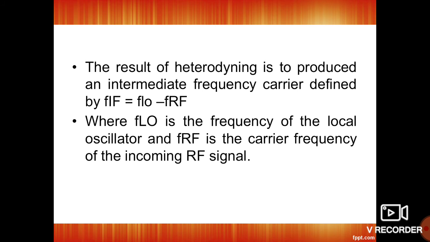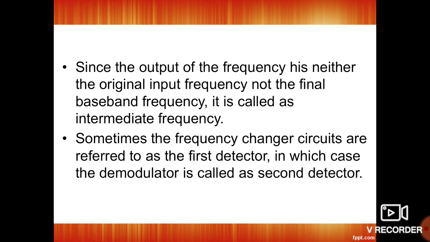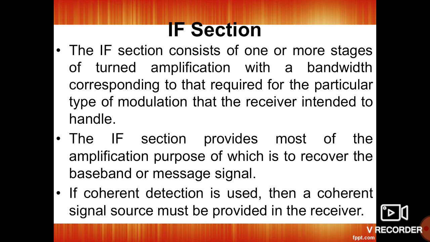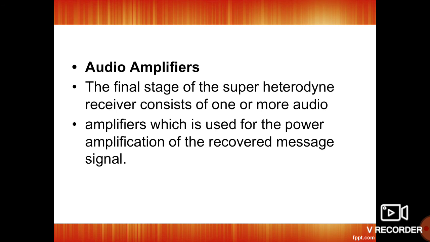So, the final result is that we get the intermediate frequency as the local oscillator frequency minus our signal frequency, that is the RF frequency. So, intermediate frequency is the difference between the local oscillator frequency and the signal frequency. Since the output frequency is neither the original input frequency nor the final baseband frequency, it is called intermediate frequency, that is, in between these two frequency levels. So, this section is called the IF section or intermediate section.